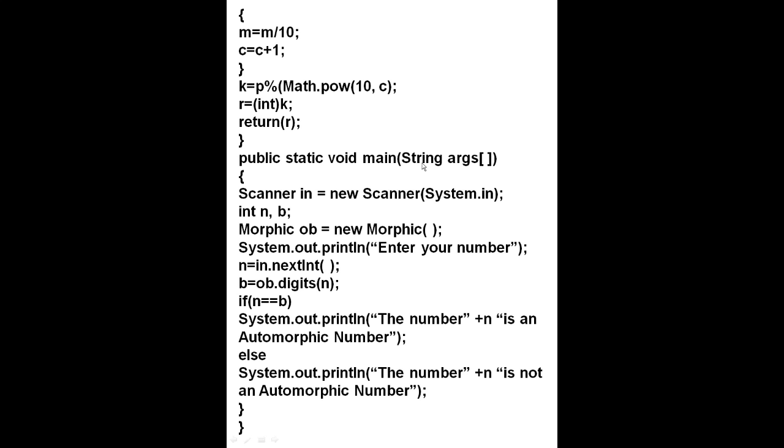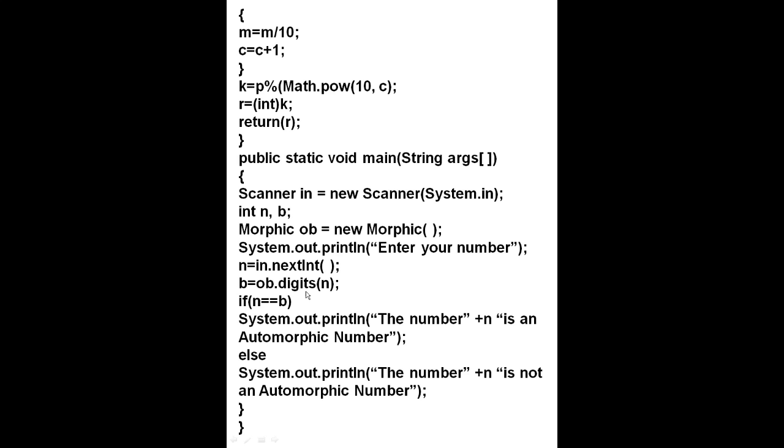Now public static void main, String args, curly bracket, Scanner in new Scanner System.in, int, in place of that number m we are taking n, and ob for the object of the class. Now morphic is the class name, ob is equal to new morphic. Then curly bracket, then terminator. Now System.out.println, enter your number. The number is n is equal to in.nextInt, and b is equal to ob.digit, the function name, and the argument is n.